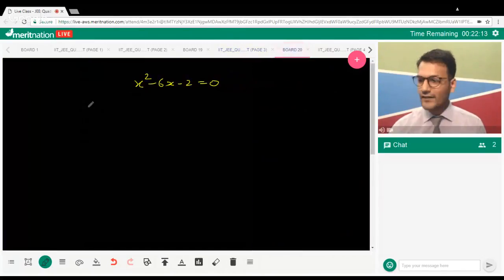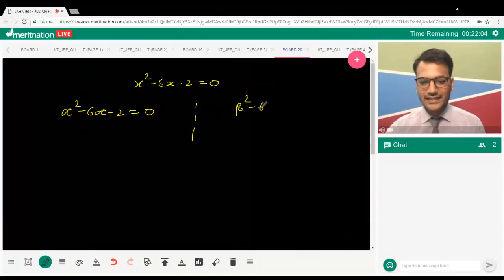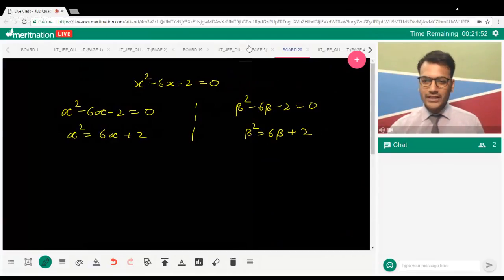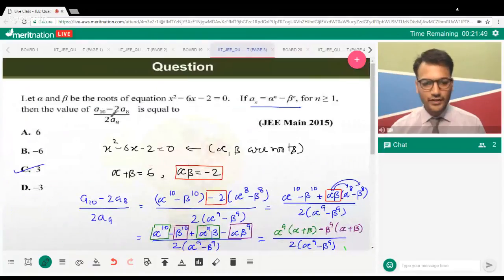Okay. So if alpha and beta are the roots of the equation, therefore we can say alpha square minus 6 alpha minus 2 is equal to 0 will be true. And on top of it, beta square minus 6 beta minus 2 will also be equal to 0. Right? From here, what we can see is that alpha square is 6 alpha plus 2. And similarly, beta square can be written as 6 beta plus 2. Now the question was asking for this value out here, which is alpha to the power 10 minus beta to the power 10.